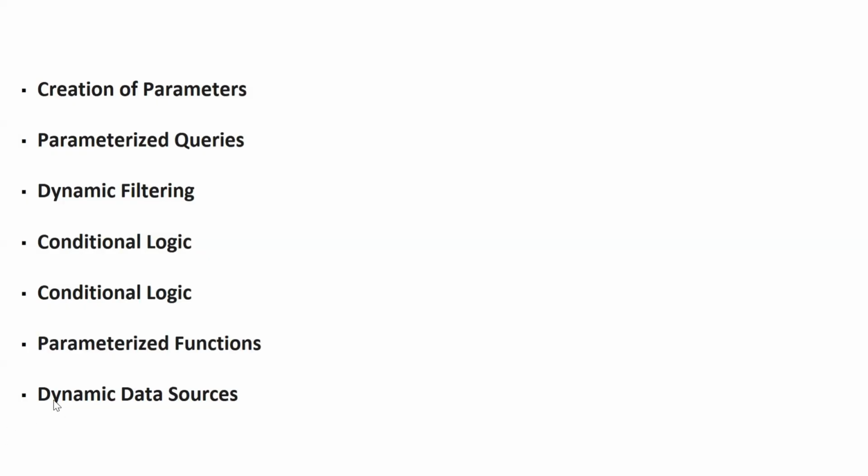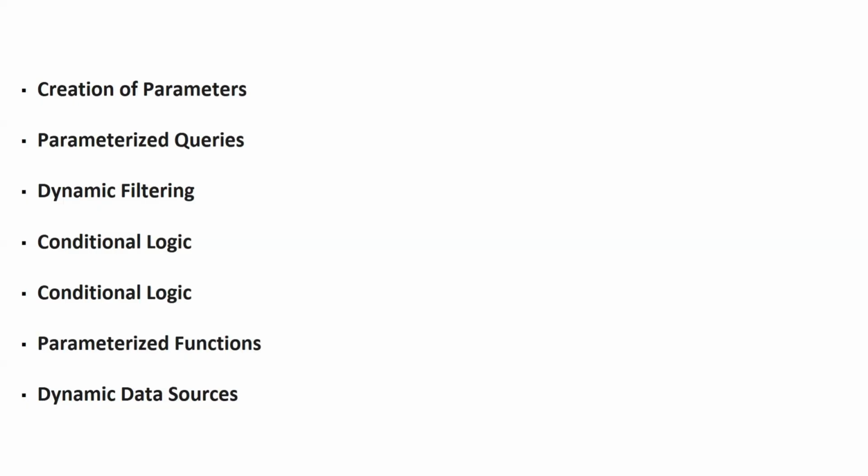The next one is the dynamic data source. Parameters can be utilized to create dynamic data source connections in Power Query. For example, users can create a parameter for a file path or URL and use it dynamically to load the data from different files or web sources based on the user input.